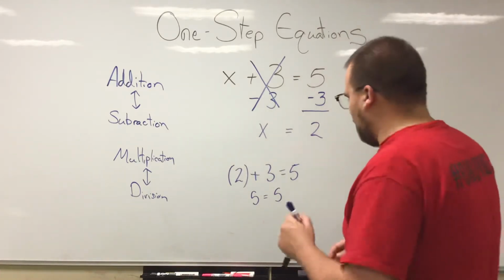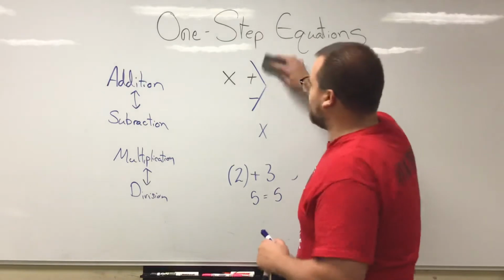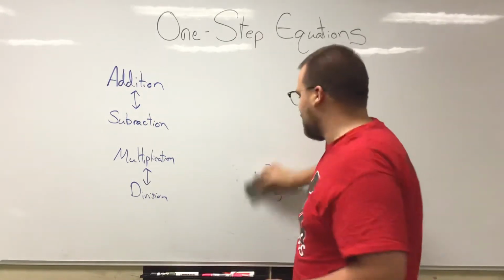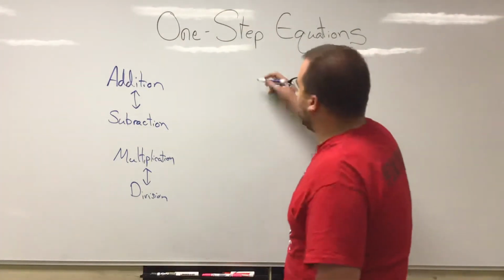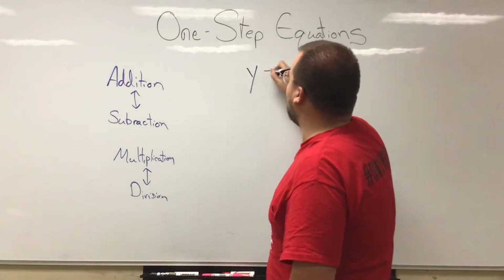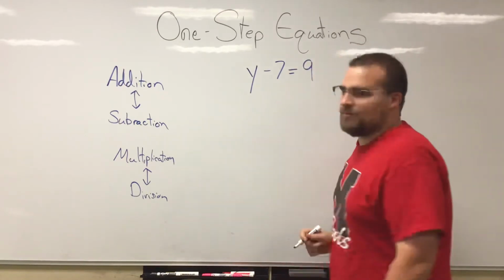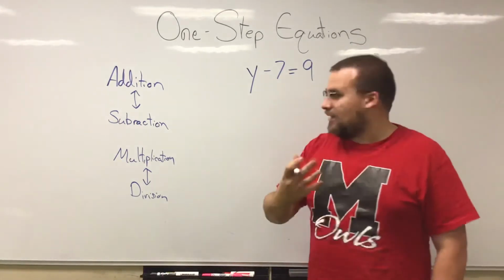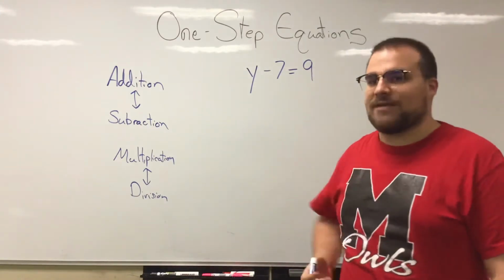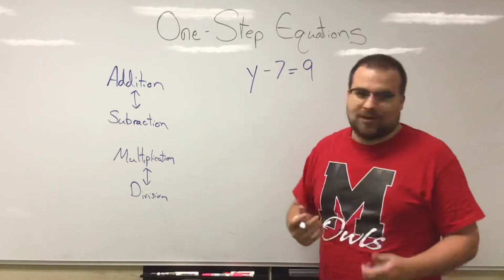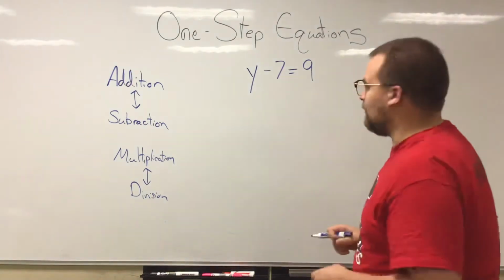Let's do just a couple more examples here, because we want to make sure that we understand this idea of inverse operations pretty well. Let's try out y minus 7 equals 9. Now again, that golden rule is we want to get our variable all by itself. So we have a y right there. We want to get that all alone. Let's see how we do it.